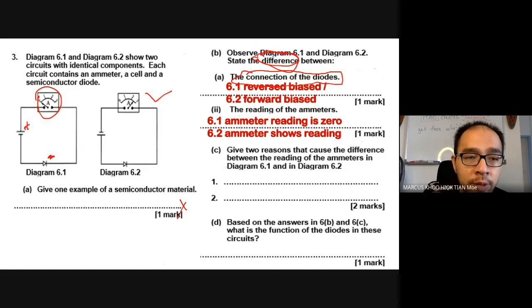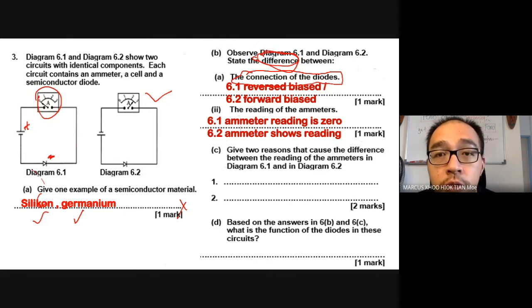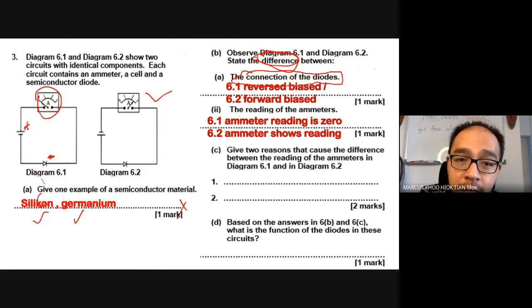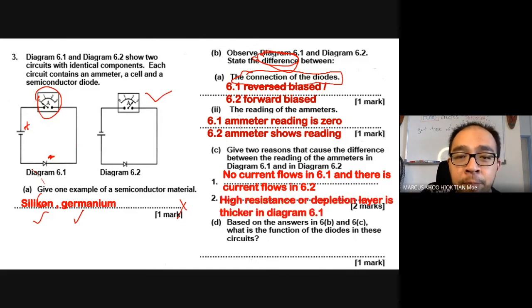Oh, sorry, let's go back to question A. Silicon and germanium are the two most common semiconductors. Give 2 reasons that cause the difference between the reading of the emitters in diagram 6.1 and 6.2. Number 1, because in 6.1 there is no current flow, and in 6.2 there is current flow. And the second possible reason, this is where you finally bring in the depletion layer.